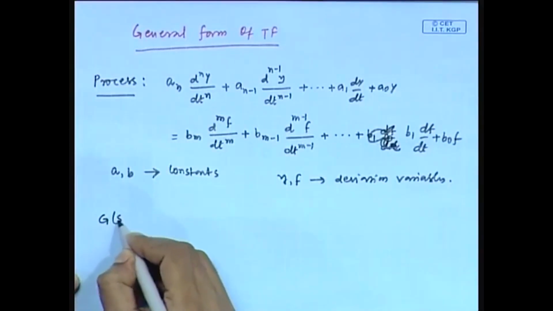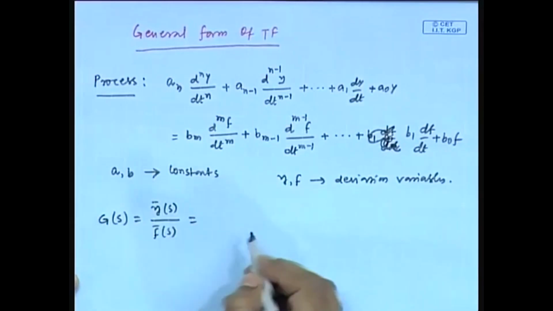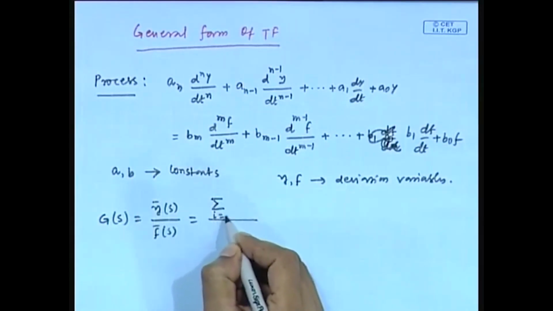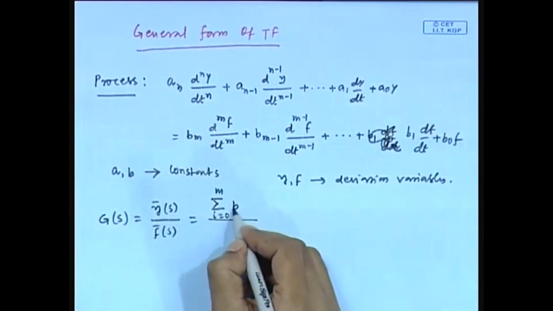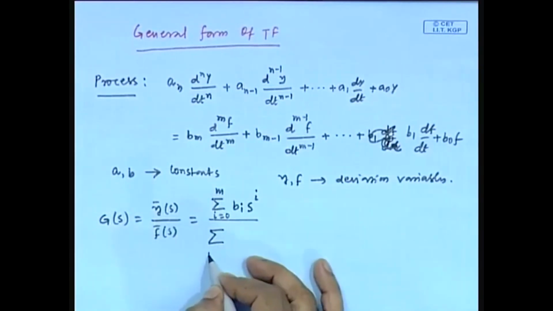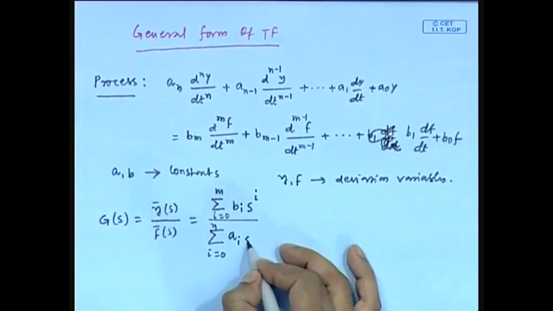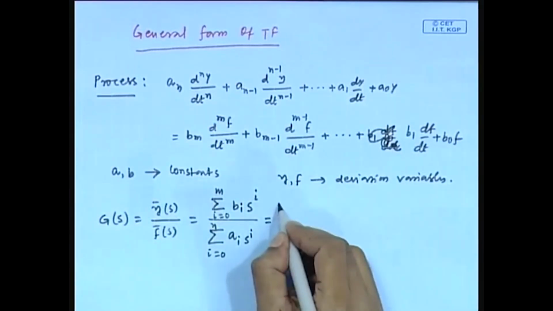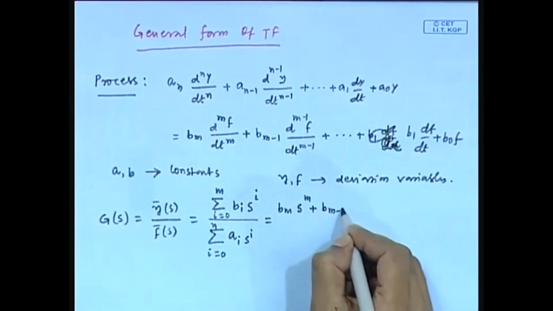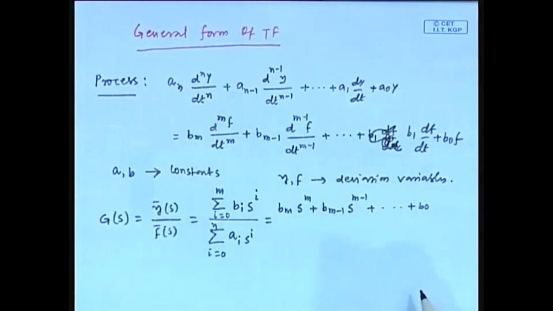Now, if we take Laplace transform and rearrange, we get the transfer function, and that has the form of G(s) equal to Y bar(s) by F bar(s) equal to the sum for i equals 0 to m of b_i s^i, divided similarly by the sum for i equals 0 to n of a_i s^i, and we get b_m s^m plus b_(m-1) s^(m-1), and the last term is b_0.